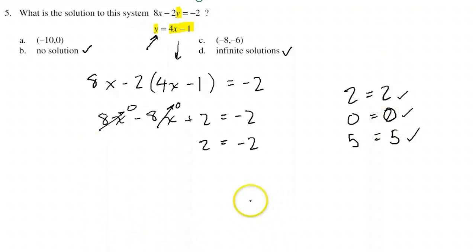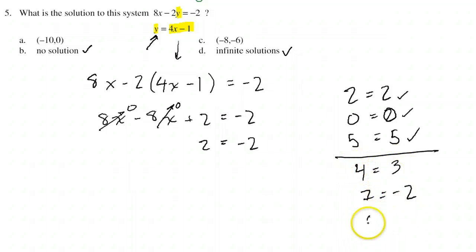However, if I have something like 4 equals 3, 7 equals negative 2, 0 equals 5, or anything where it's not the same on both sides, where these are not true equations, then that would be no solution. So now looking at our answer that we came up with using the substitution method, I have 2 equals negative 2. Well, these are not equal. These are not the same number. So that tells us that the answer is going to be B, no solution.